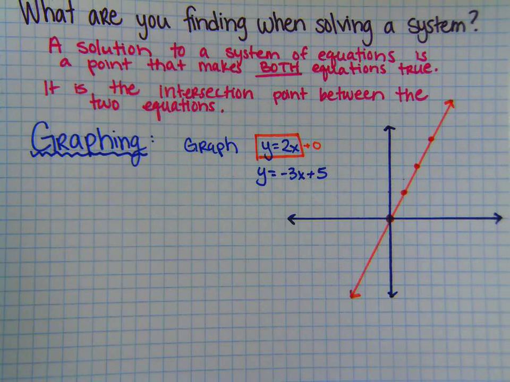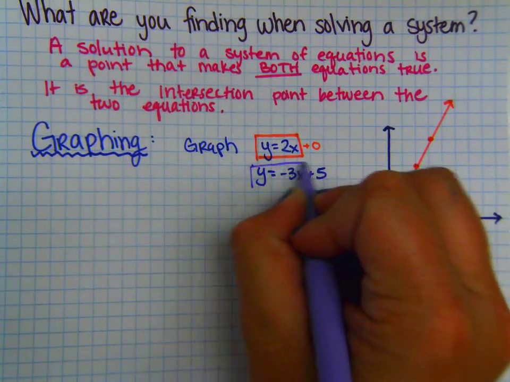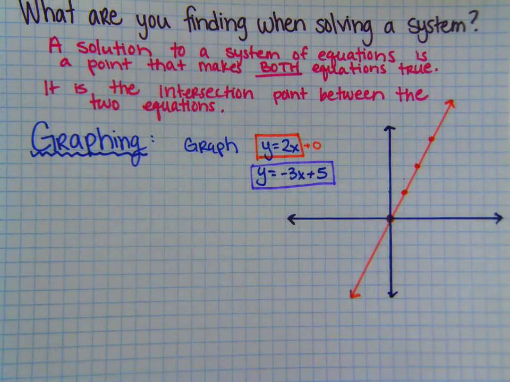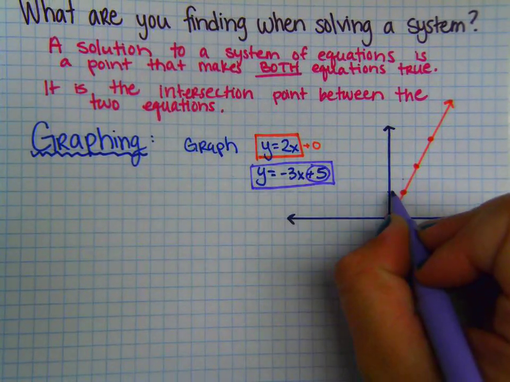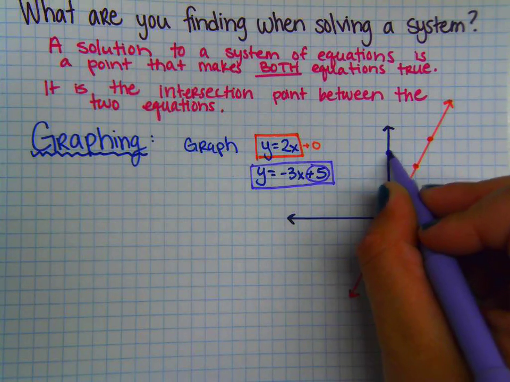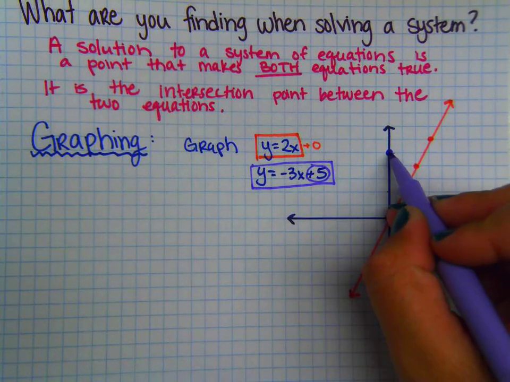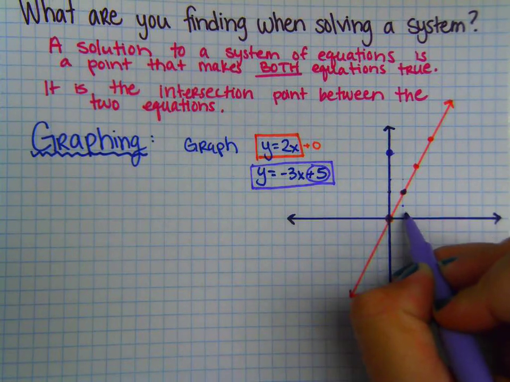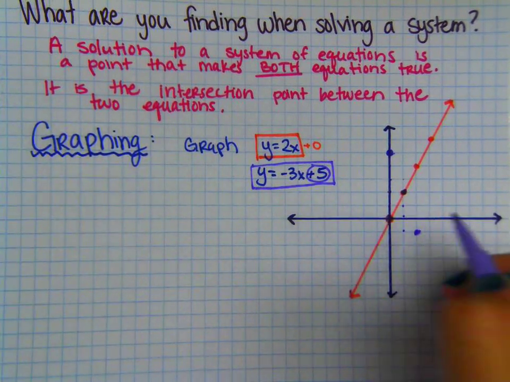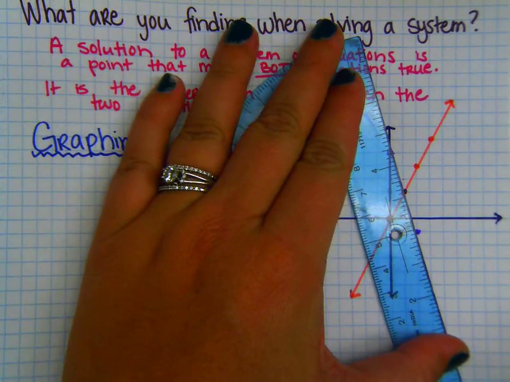Now our second line is y equals negative 3x plus 5. Start out by thinking about what is the starting value. The starting value is plus 5, so I'm going to go up 1, 2, 3, 4, 5. And then our slope is negative 3, and that means we go down 1, 2, 3 over 1, down 1, 2, 3 over 1. And then we can make our line from there.